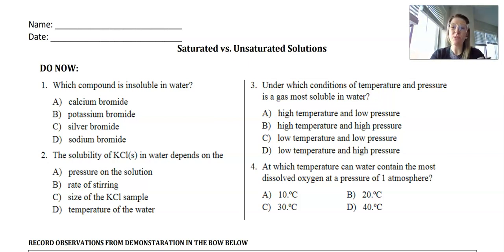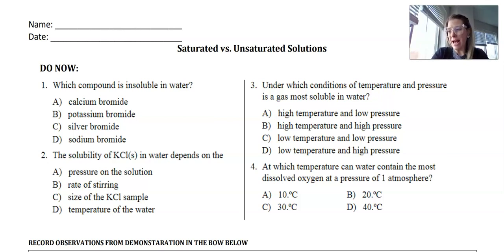We are going to continue our discussion on solutions. Today we're going to be focusing on what's called a saturated versus unsaturated solution. But before we do that, I did want to just quickly run through some examples of Regents questions that you may or may not see based on just general solubility.